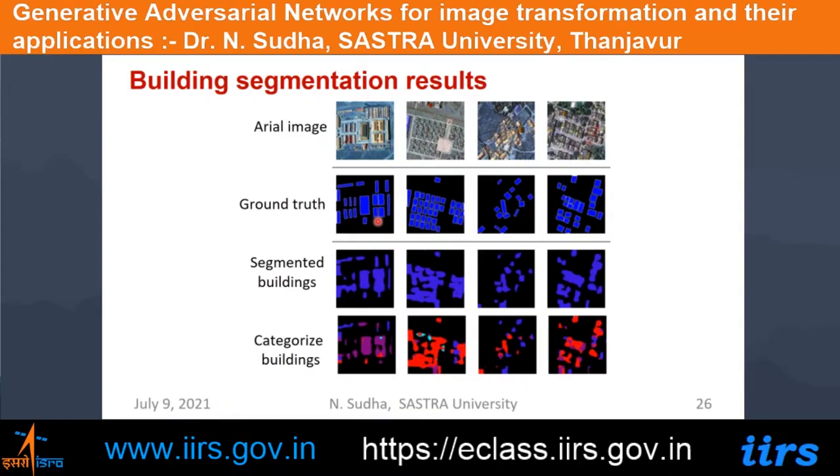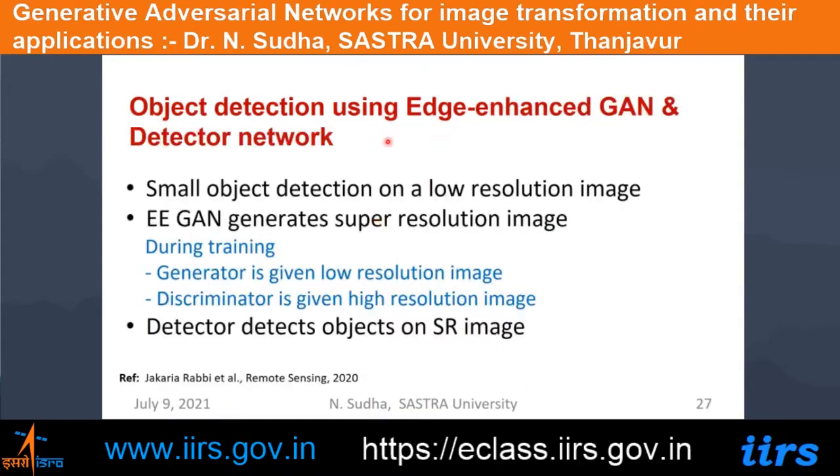There is another work where this GAN is useful for object detection. Those are all recent works, all this classification and object detection. They use an edge enhanced GAN and a detector network. You must have seen the detector network in object detection, like YOLO and SSD. Those are all detector networks. These are convolutional networks with detection also attached to them.